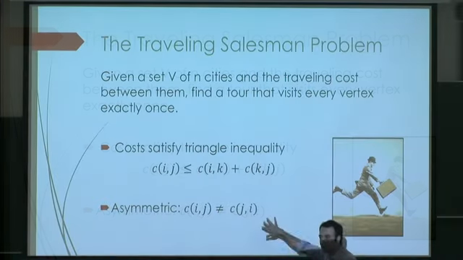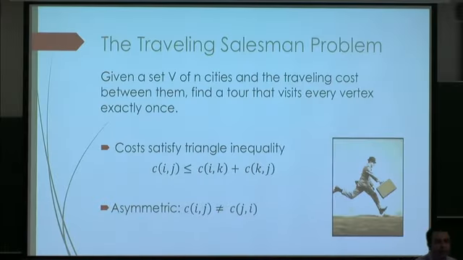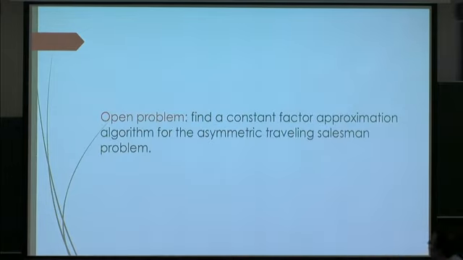And the particular problem that I'm looking at is called the asymmetric traveling salesman problem. So the cost of going from i to j may be different from the cost of going from j to i. The problem that we are interested in is to find a constant factor approximation algorithm for this problem. Meaning, to find a polynomial time algorithm that for any instance of the problem finds a tour that is within a constant ratio of the optimum solution.